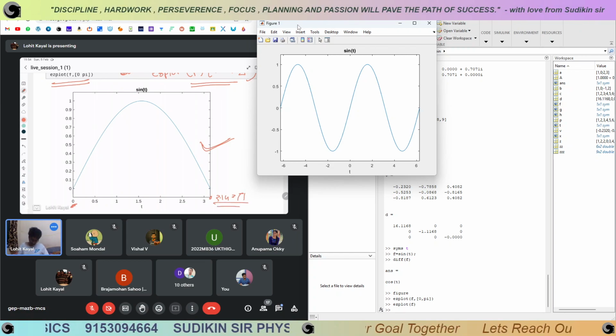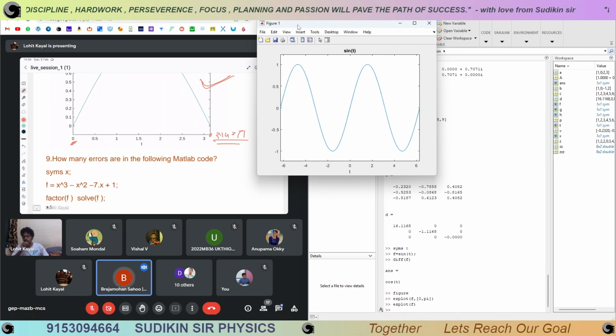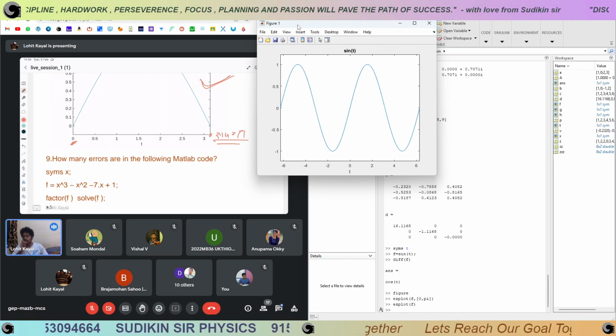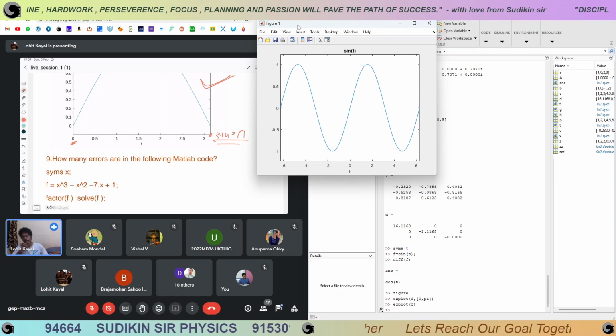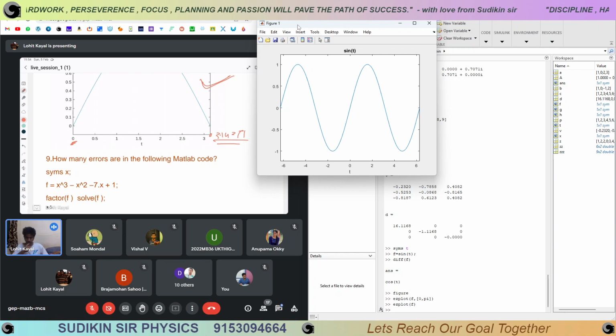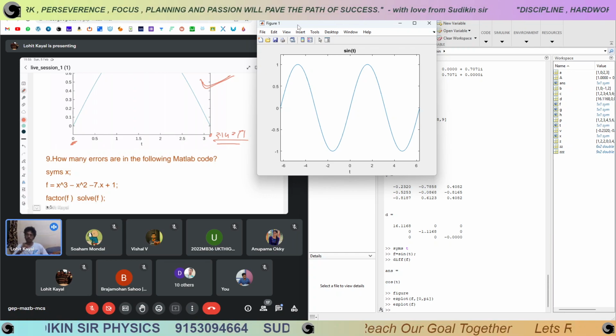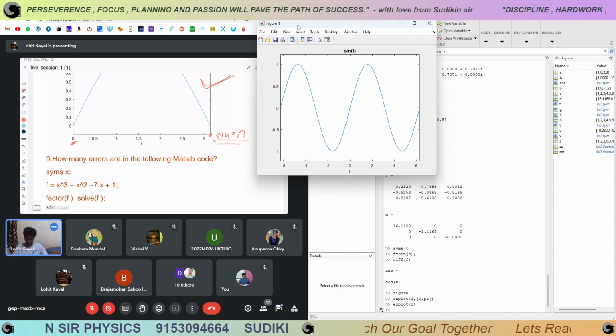Sir, what is the difference between ezplot and normal plot? Yeah, so normal plot is mostly used for the numerical result. I will show you; it will appear in the later questions. Normal plot is mostly used for numerical plots, I mean if you deal with numbers, not with symbols.